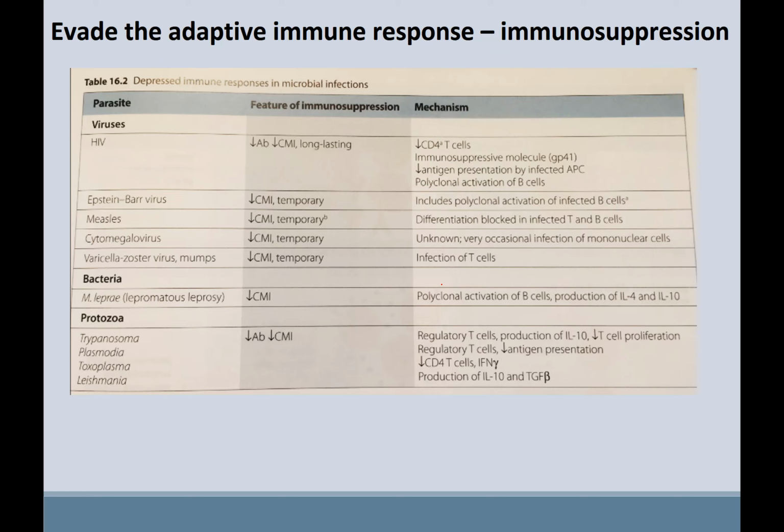Immunosuppression means you're knocking down, you're suppressing the immune system. And the examples here are affecting the B and T cells. Okay, so we're at the adaptive immune response.